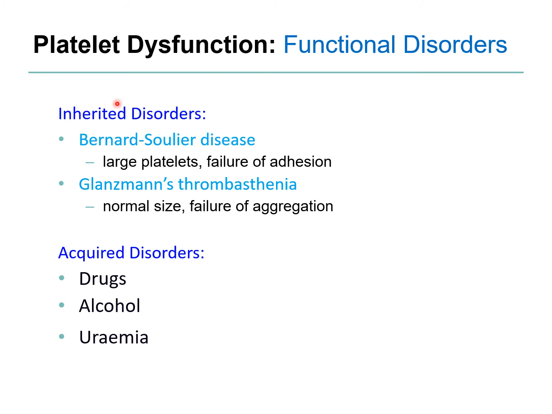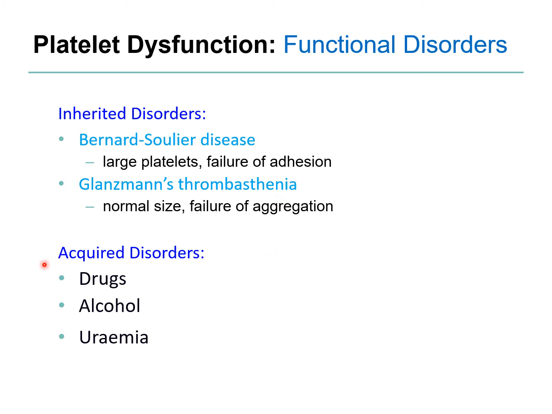I'm just going to mention some inherited disorders of platelet function. So these are functional disorders. You're not going to come across patients with these disorders because they're quite rare and managed under specialist settings. So it's primarily for academic interests only. Bernard-Soulier disease is basically large platelets which fail to adhere, and Glanzmann's thrombocythemia is normal sized platelets but they fail to aggregate. So these are two inherited disorders of platelet function.